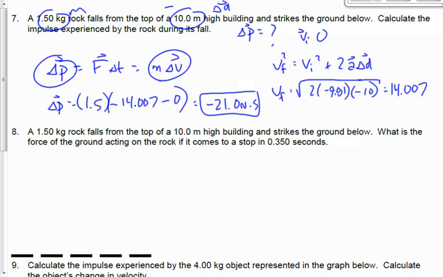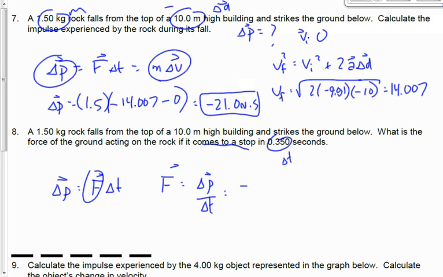Now, question 8. When I read this the first time this morning, I thought, wait a second, it's the same thing, right? Starts off the same way. This one actually wants us to find the force of the ground acting on the rock when it comes to a stop in this much time. Right away, I thought, I know what delta P is. I can find F, and I know what T is. Easy, right? F is equal to delta P over delta T. What's delta P here? Negative 21, is that right? From the last question? Over 0.35. And we get an answer, when we do that, of negative 60.